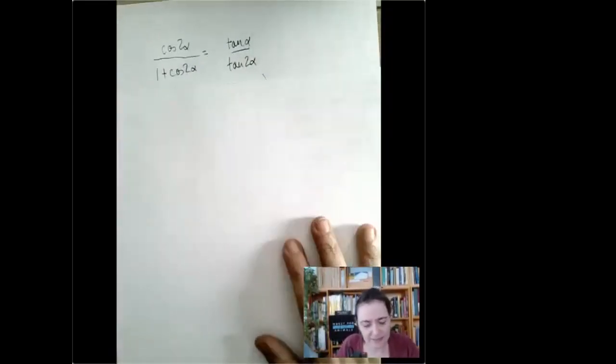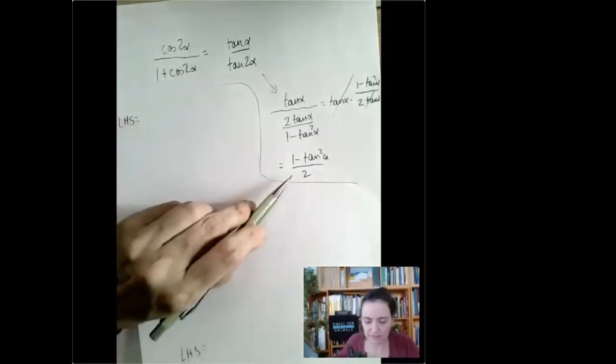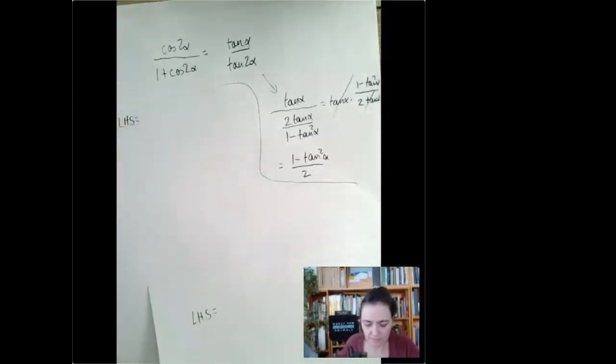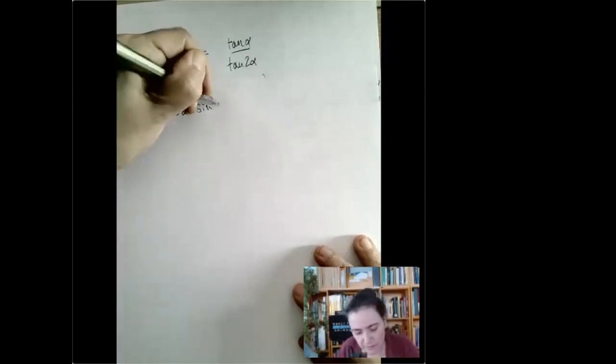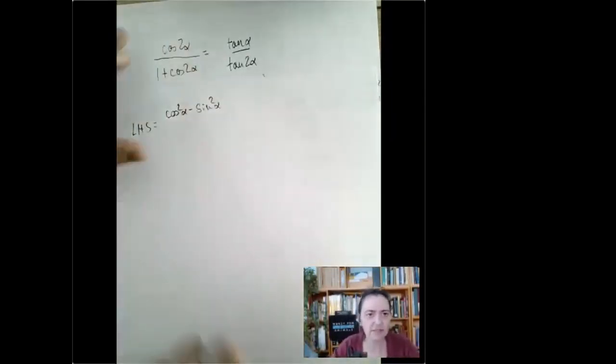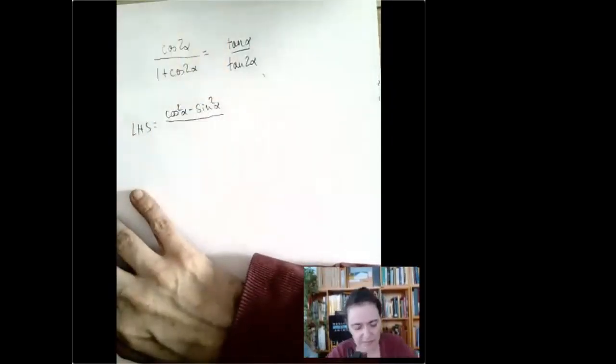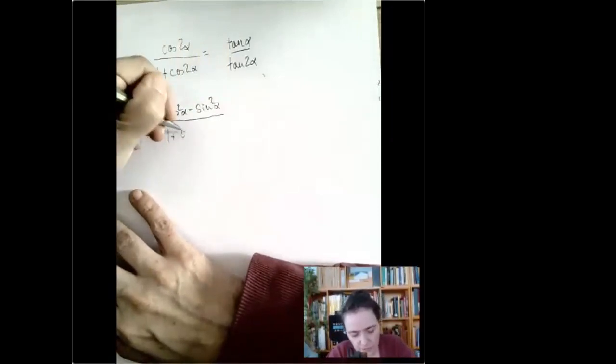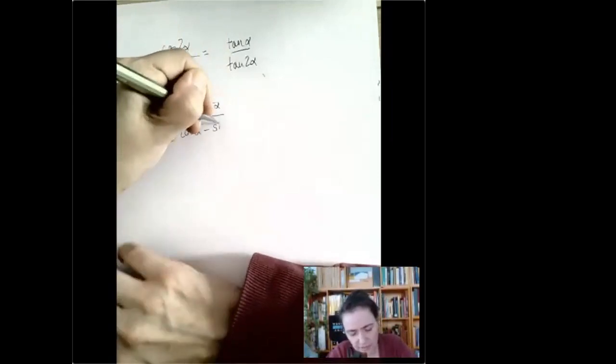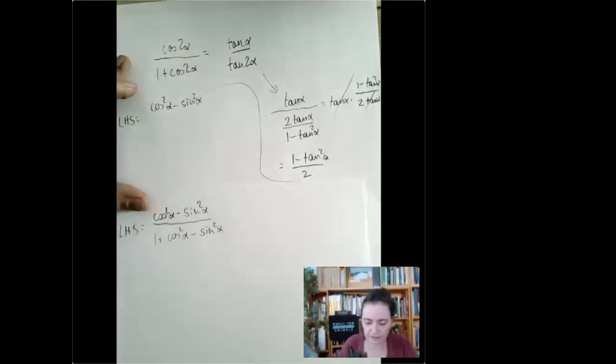So the left-hand side is cosine of 2 alpha over 1 plus cosine of 2 alpha. And we want basically this. All right, so, well, I have no idea. Let's just go with cosine squared minus sine squared, and we can always switch to another one by expressing one in terms of the other via the Pythagorean identity. 1 plus cosine squared alpha minus sine squared alpha. And what do we want?